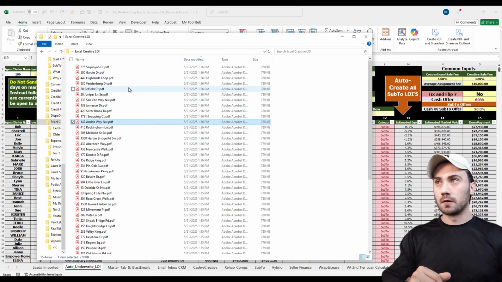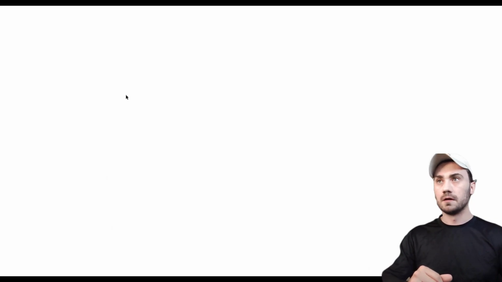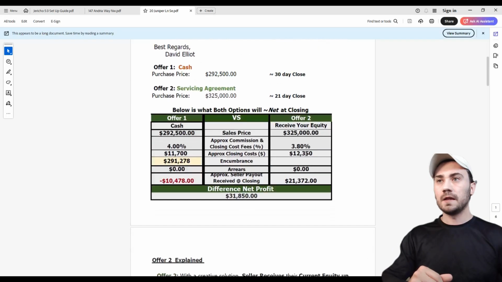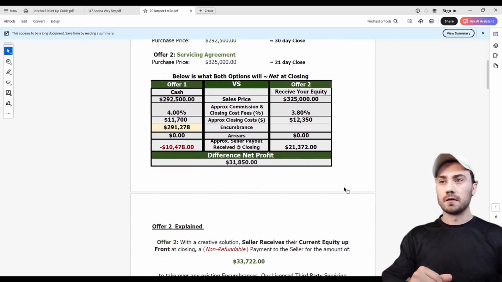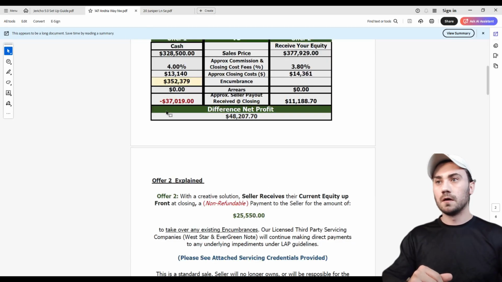And then what I'll do is I'll click on a random property address. This one here happens to be called Juniper Lane. Very interesting property address, 20 Juniper Lane. Let's click on that one, and then we can compare numerical values. So we can already see that the auto underwriting is being done for us. So this one here says that the payment to the seller is going to be $33,722. This one here is going to be $25,550.